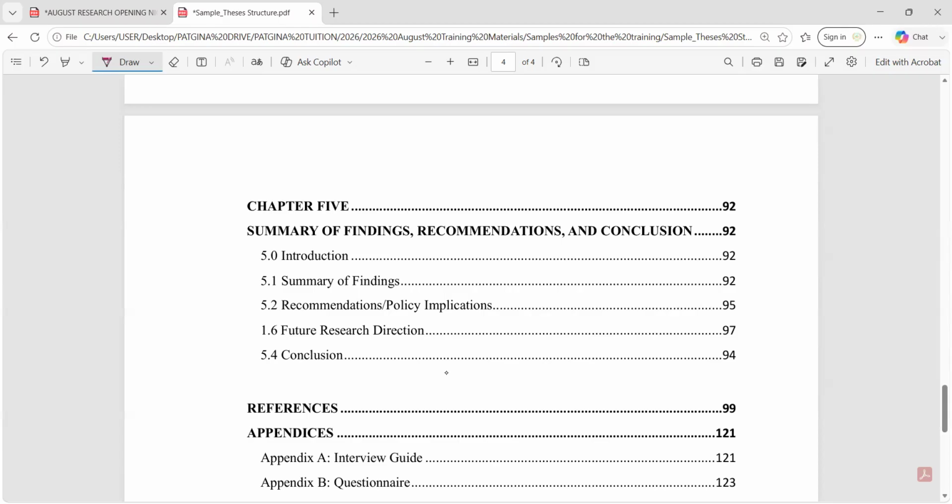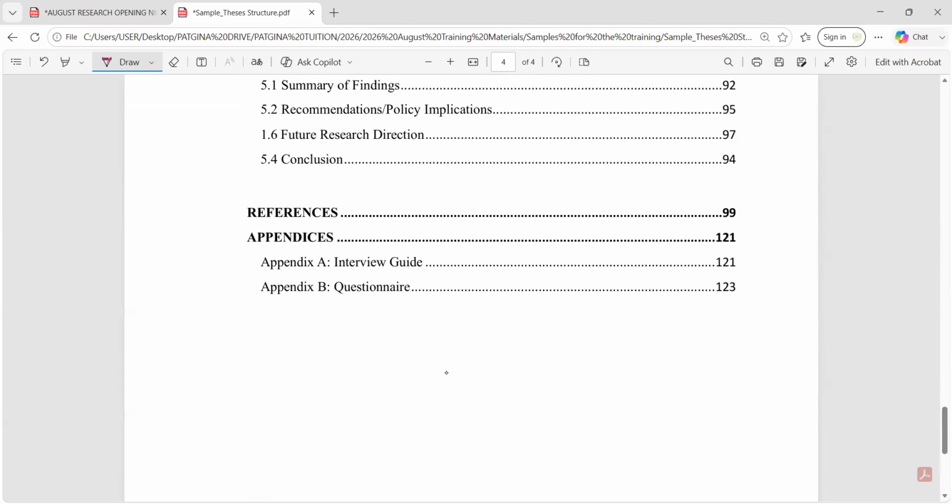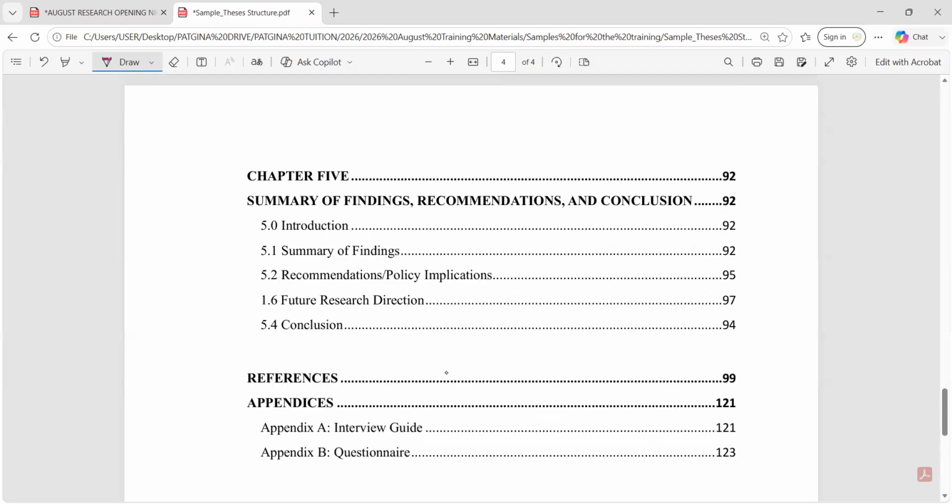So take notes. The chapter 5 is about summary of findings, recommendation, and conclusion. So we are going to handle all of them. Then we come to our references and our appendix, which is about the research instrument. I'll teach you the way we set questionnaire. We have 3 ways of setting questionnaire. I will teach you all of them. So take note of that.